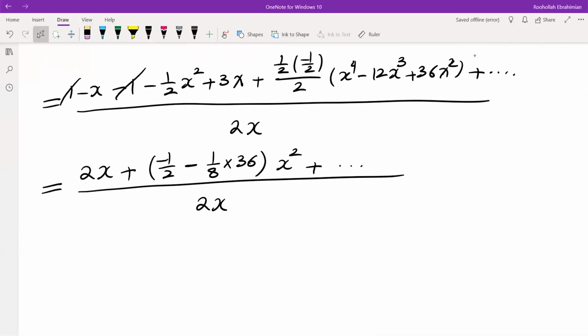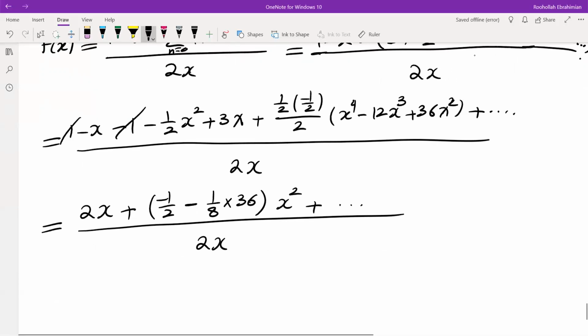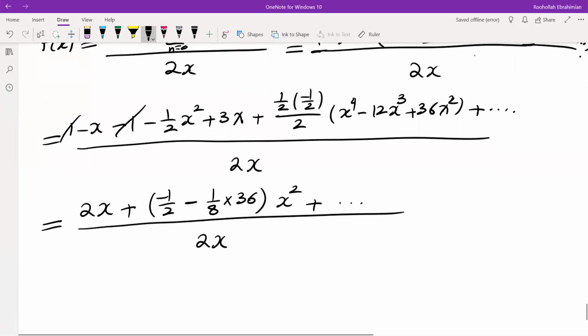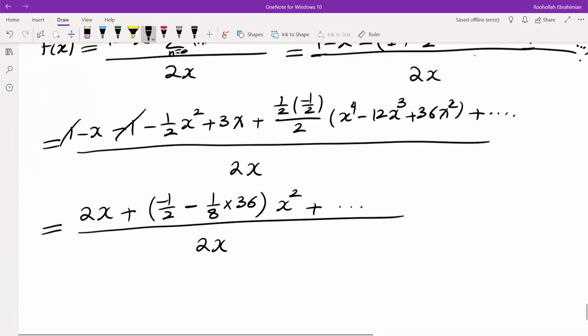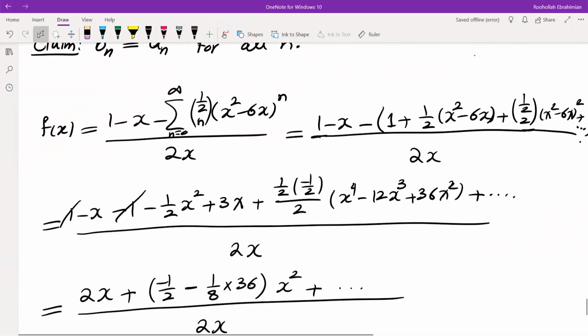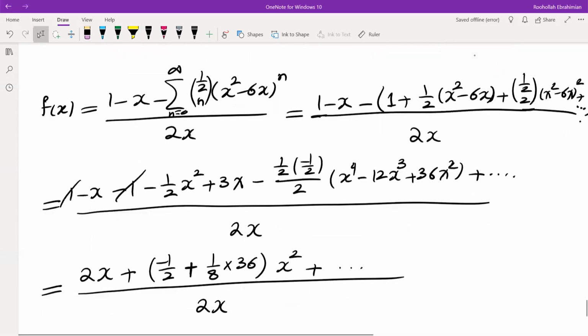36 divided by 8 becomes 9 divided by 2. So that becomes minus, let me see, I think I missed the negative sign here. Yes, I did miss a negative sign here. So that becomes positive, yes. Okay, so that is good now. And I guess the next term is going to be negative as well. So these are all going to be negative, but those are really not going to matter.